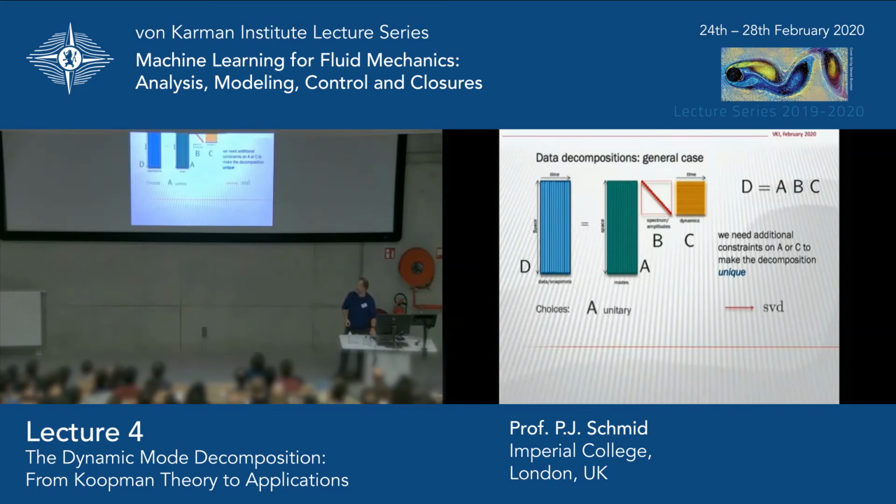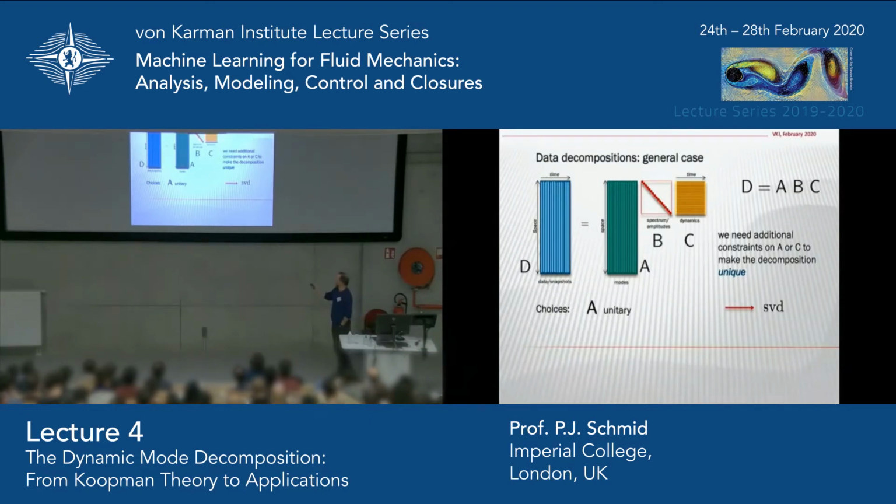And this is where all these data decompositions come in. For example, if I make one more choice and say A has to have orthogonal columns, or A has to be unitary, either way, that is enough to uniquely define this decomposition as an SVD. And that's exactly like POD.